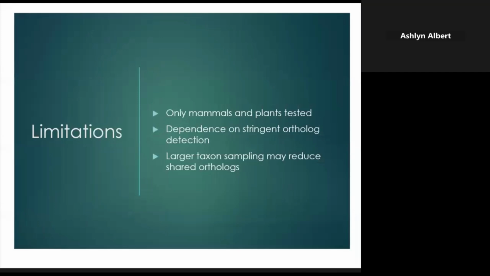However, there are limits. They only studied mammals and vascular plants. More groups need to be tested. Also, the success of phylotranscriptomics depends on using strict ortholog detection. Plus, increasing the number of species in a study might reduce the pool of shared orthologs, which could affect results.